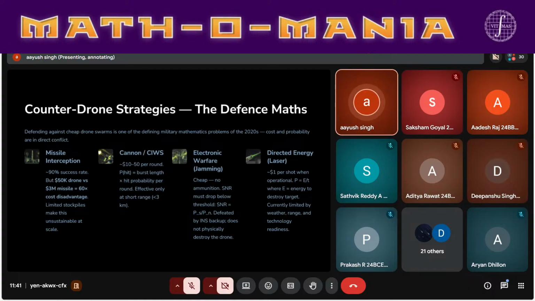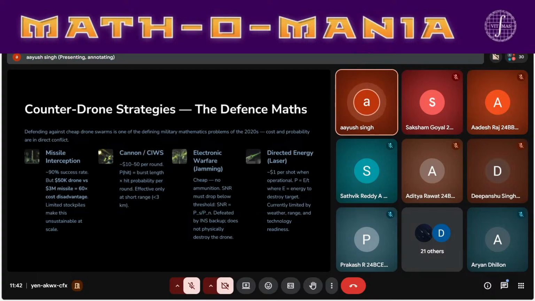Thirdly, we can use electronic warfare, also known as jamming or spoofing. We have also seen this in the previous slides. It is cheap, but it does not directly physically attack the drone, and it was defeated by several backups. In the case of Shahid, it was defeated by the INS backups.